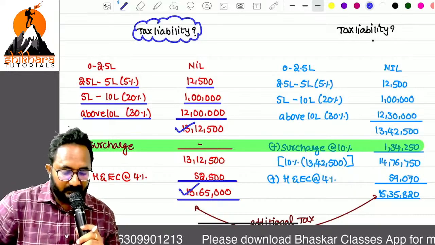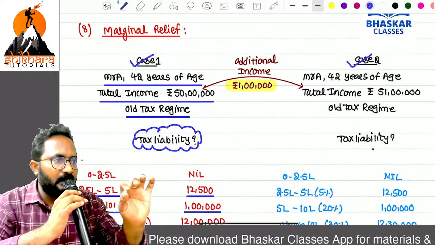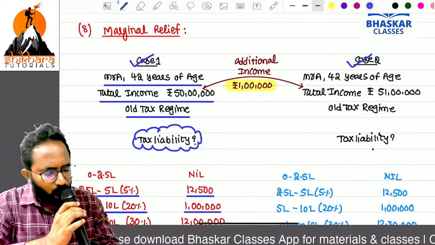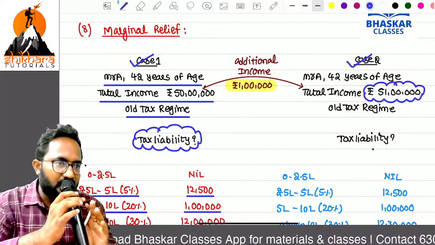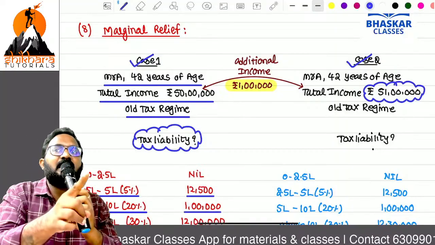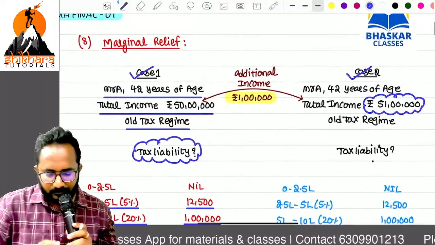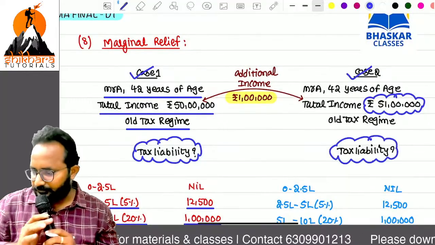Okay, next case. The same facts I am given, just only one thing I want to change. Same person, same age, but here only one change. He has total income of how much? 51 lakh. Just I am increasing his total income by 1 lakh only. Please calculate the tax liability. Side by side you can calculate first.